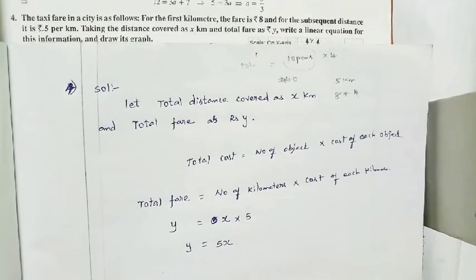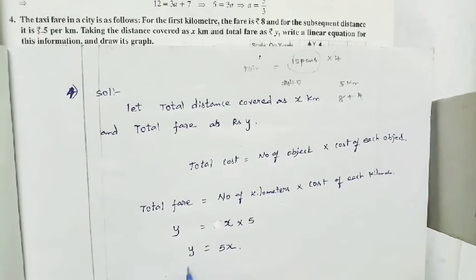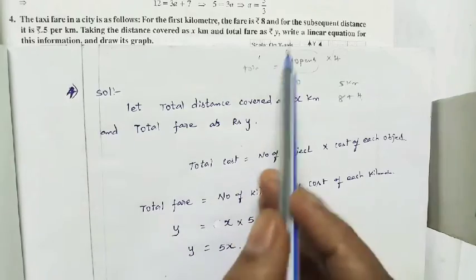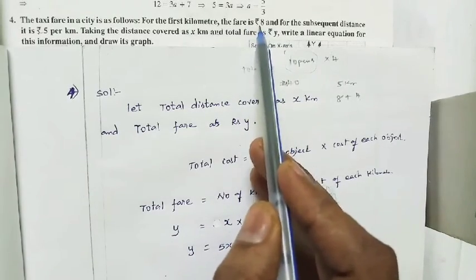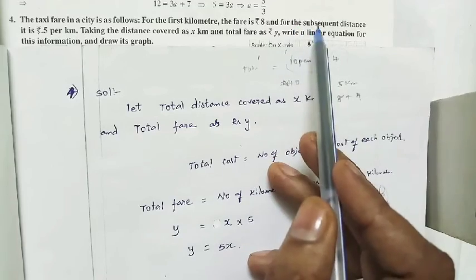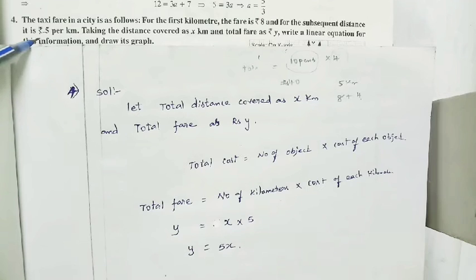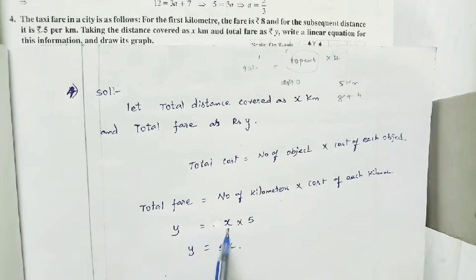But this is not the equation for the above statement, because they have given a small condition: for the first kilometer they are charging rupees 8. After that, for the remaining kilometers traveled, for each kilometer it is rupees 5. So how do we frame an equation? x is nothing but the total number of kilometers.